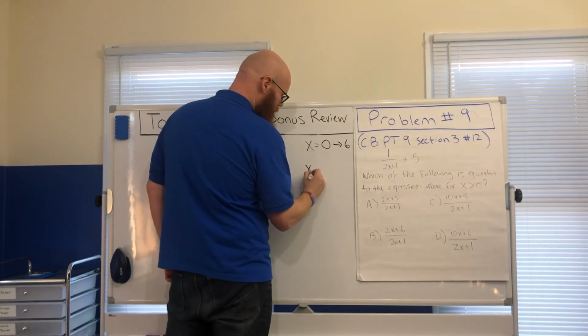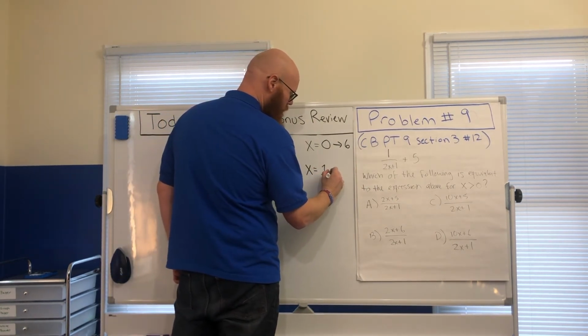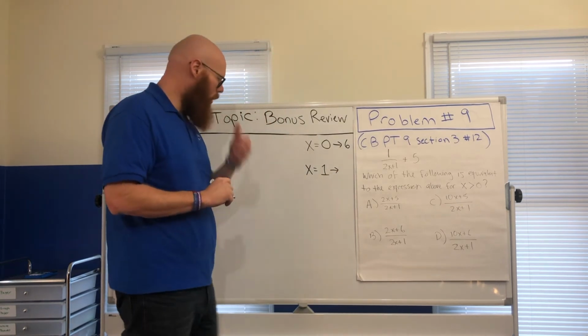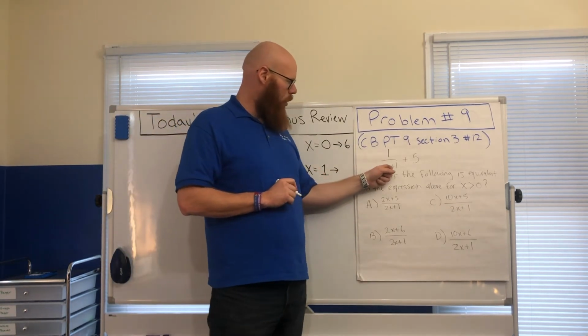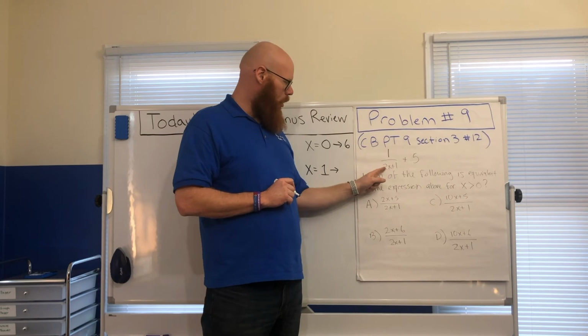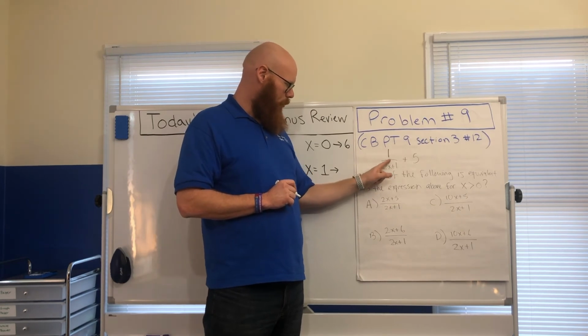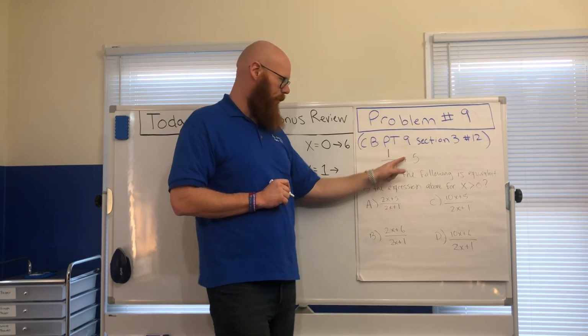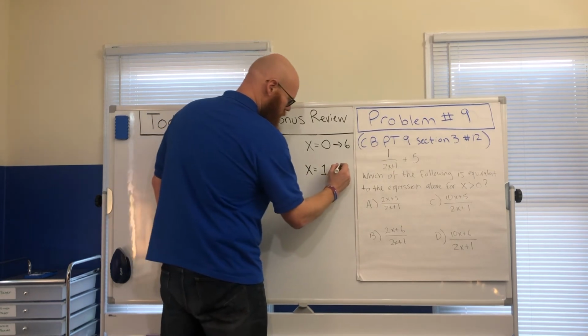So now we've got to plug in a second value. So I'm going to pick 1, because that's so easy. Well, when I plug in 1 here, I get 1 over 3. Right, 1 over 2 plus 1 is 1/3 plus 5.